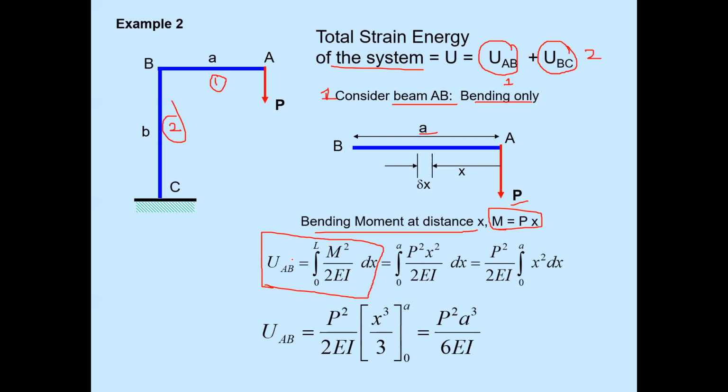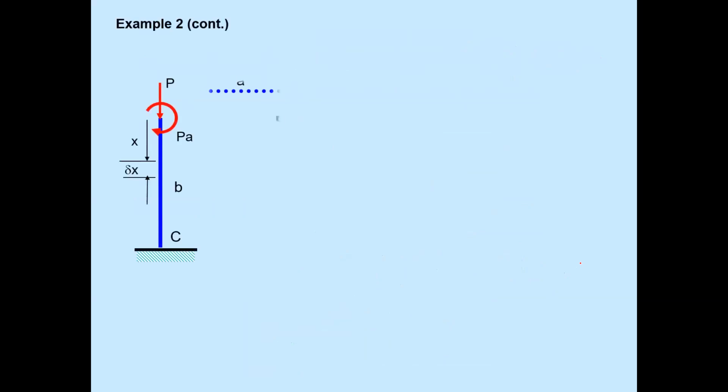So the strain energy in member AB is equal to the integral from 0 to L of M square upon 2EI dx. The value of M will be Px. Put in Px. L is the length of the member, and here the length of the member is a, so put in a. P square x square upon 2EI. P square upon 2EI is constant. The integration of x square dx from limit 0 to a will be x cube upon 3, 0 to a. So that will be P square a cube upon 6EI. After solving this, we get the strain energy in member AB as P square a cube upon 6EI. Now we will move to the second member.